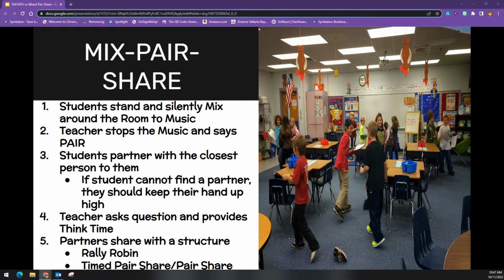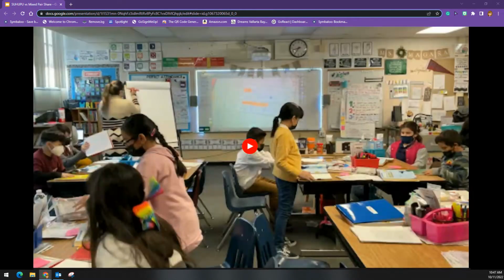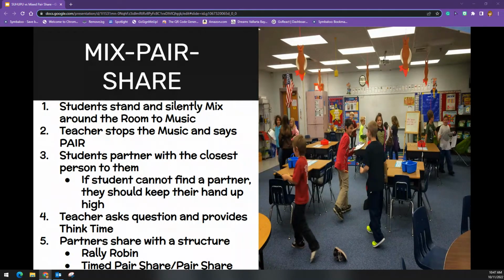When the music stops, the teacher says pair up or some other signal so that the students will pair up. Again, here, students must pair up with the person closest to them, giving a high five and facing the teacher. They cannot seek out their friend and they cannot avoid anyone. They must partner with the person closest to them.